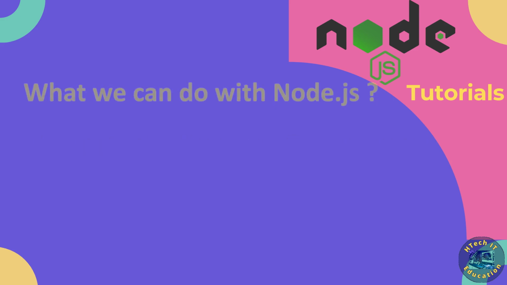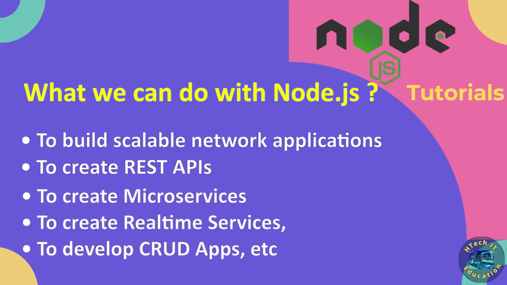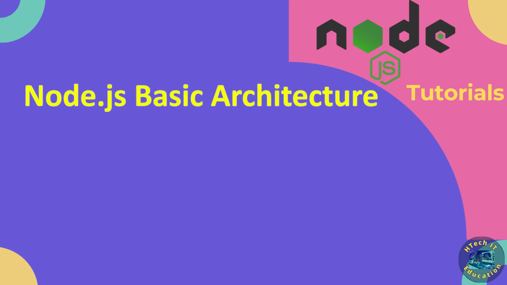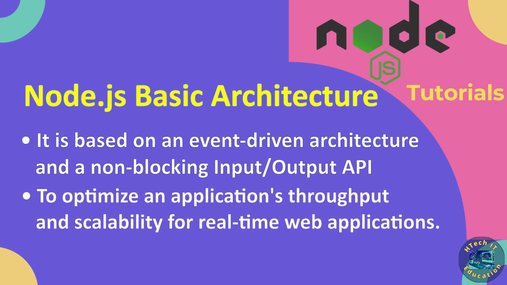Now moving forward, as an asynchronous event-driven JavaScript runtime, Node.js is designed to build scalable network applications, REST APIs, microservices, real-time services, CRUD apps, and much more. Node.js is based on an event-driven architecture and a non-blocking input-output API that is designed to optimize an application's throughput and scalability for real-time web applications.